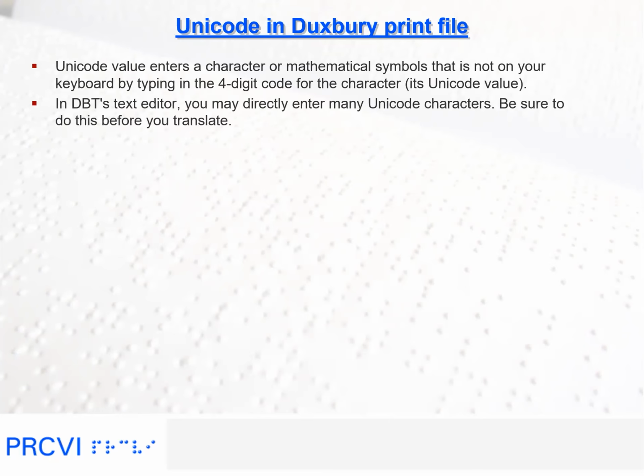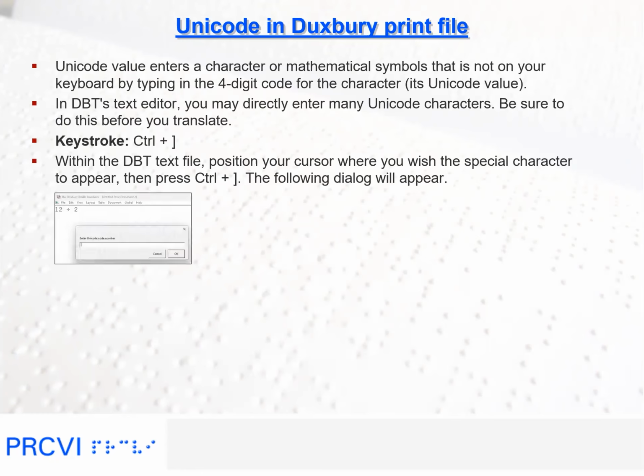The keystroke to enter Unicode is Control plus right square bracket. Within the Duxbury text file, position your cursor where you wish the special character to appear. Then press Control plus right square bracket. The following dialog box will appear. Simply enter the Unicode number into the field and click the OK button.